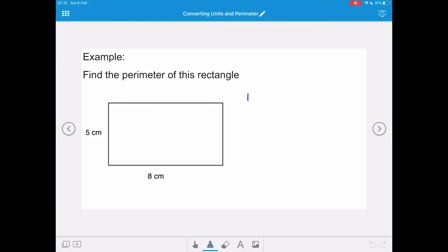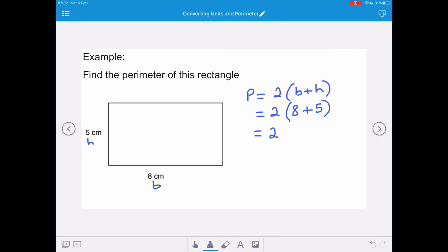And you can see that the dimensions are 8 centimeters by 5 centimeters. So we're going to write our formula P equals 2 upon B plus H, and we're going to substitute in our values. So it's 2 multiplied by, and we've got 8 as our B, our base, and we're going to substitute that in. And then we've got H is 5, and we're going to substitute that in place of H.